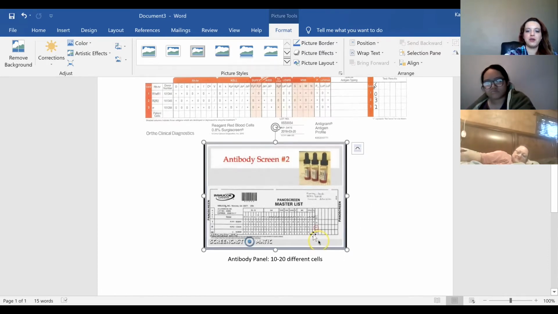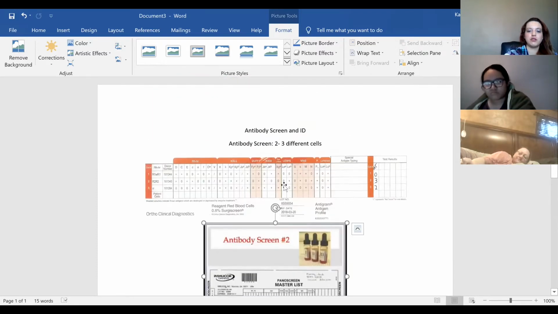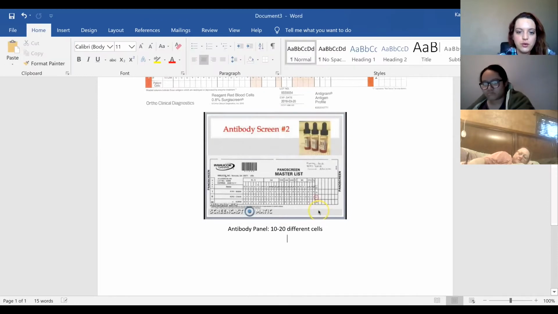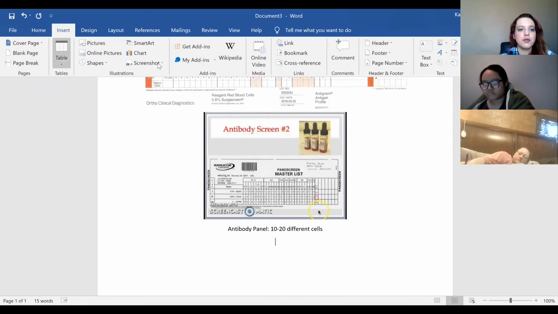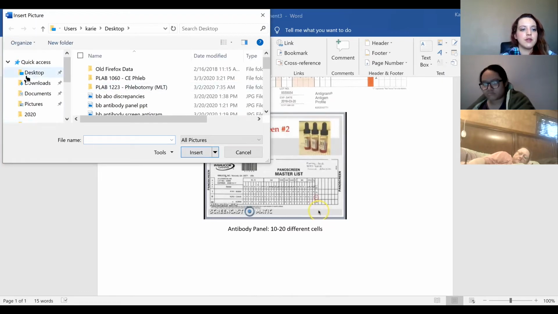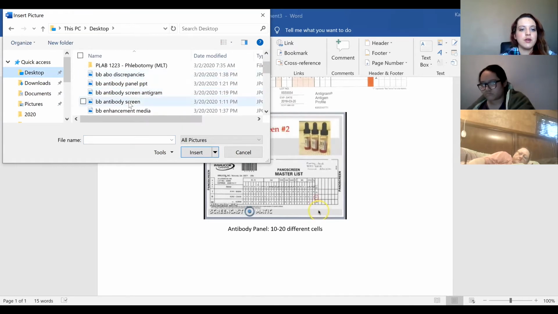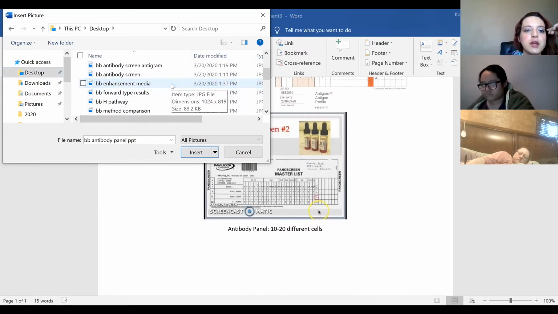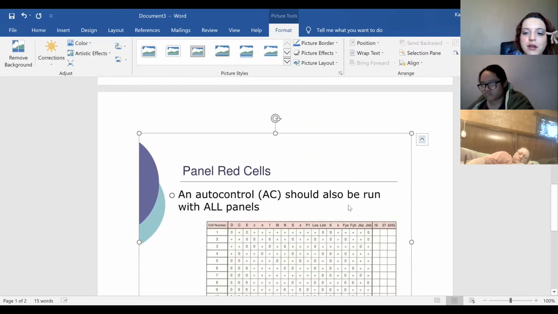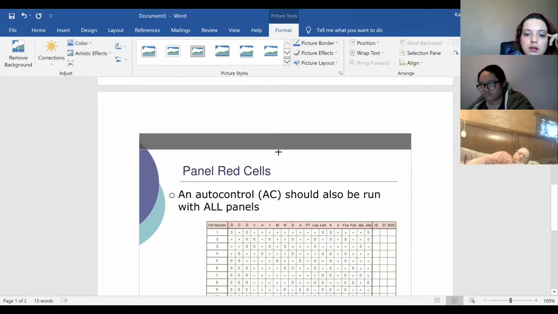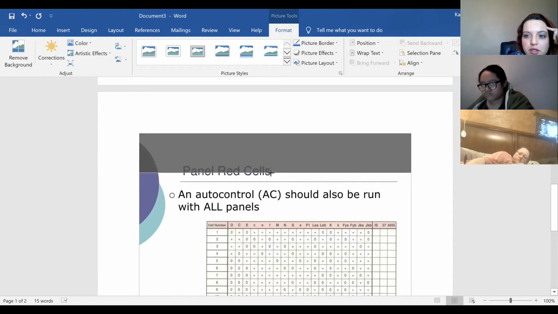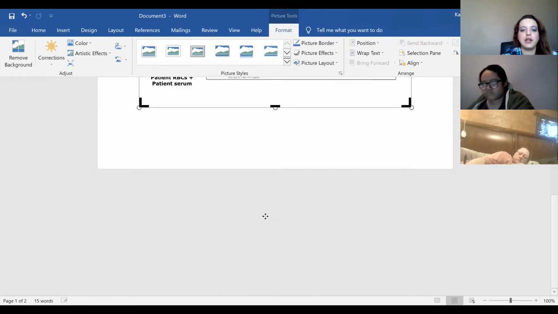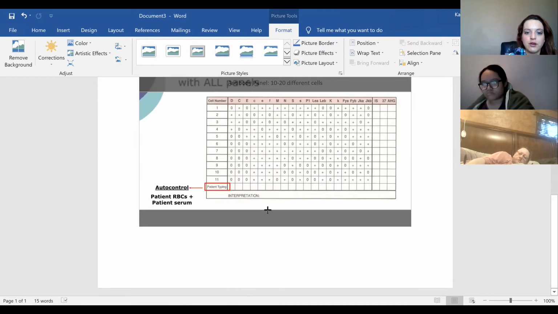And so here's your other example. And this is a little chart just like this one. This one's just a little larger for you. And then we'll go down to antibody panel. I had a harder time getting a picture I liked for this one. I'm going to crop it real quick. So an auto control should be run with all panels, and we'll talk about that in a little bit too. But for right now, I just want y'all to see what the panel would look like.